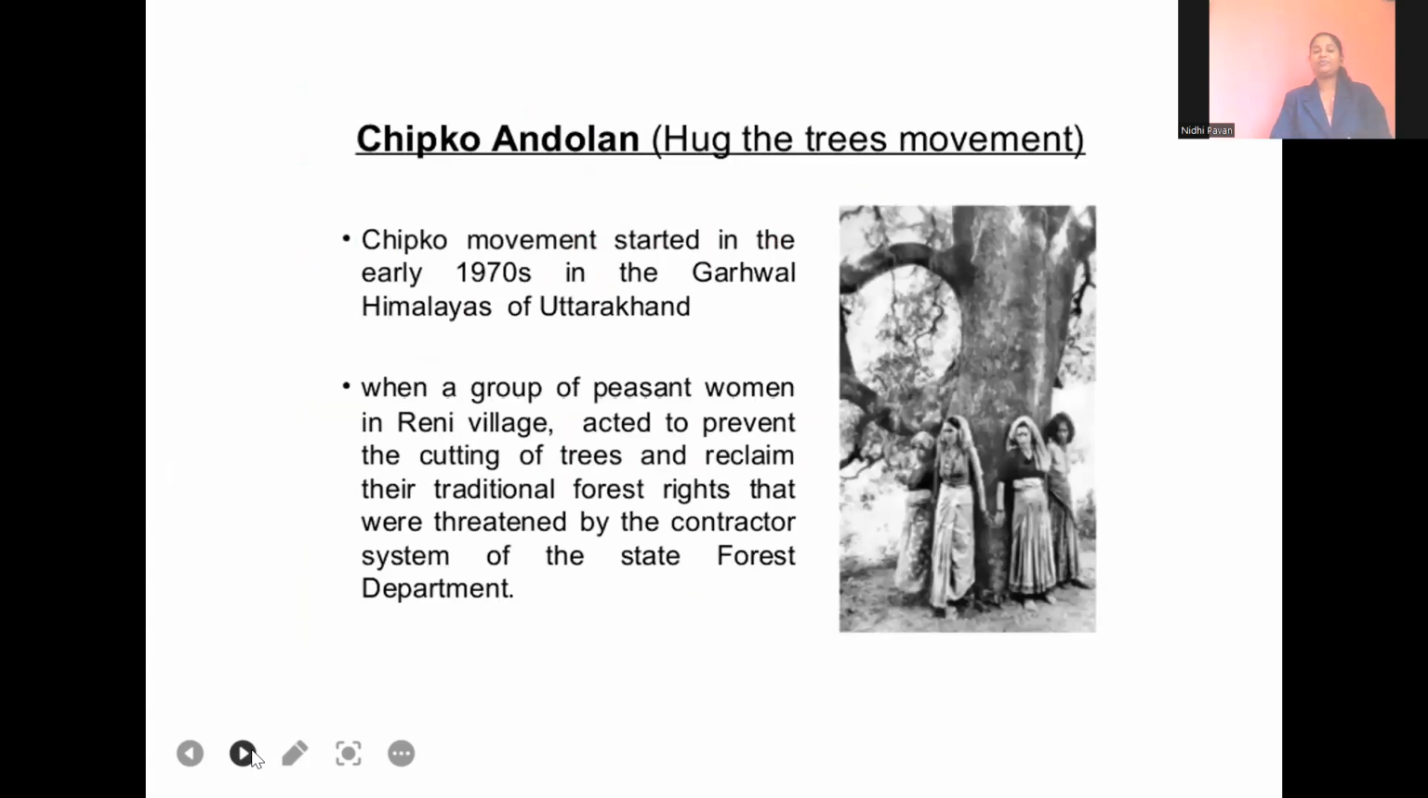And as I said, the Chipko movement or Chipko Andolan, to conserve the wildlife as well as the forest. It was in 1970 in the Garhwal Himalayas of Uttarakhand. There was a group of farmers, women farmers, in a village named Reni. They hugged the trees, as you can see in the picture, to prevent the cutting down of the trees. They said they have traditional forest rights. These are sacred trees, and they did not allow them to be cut.